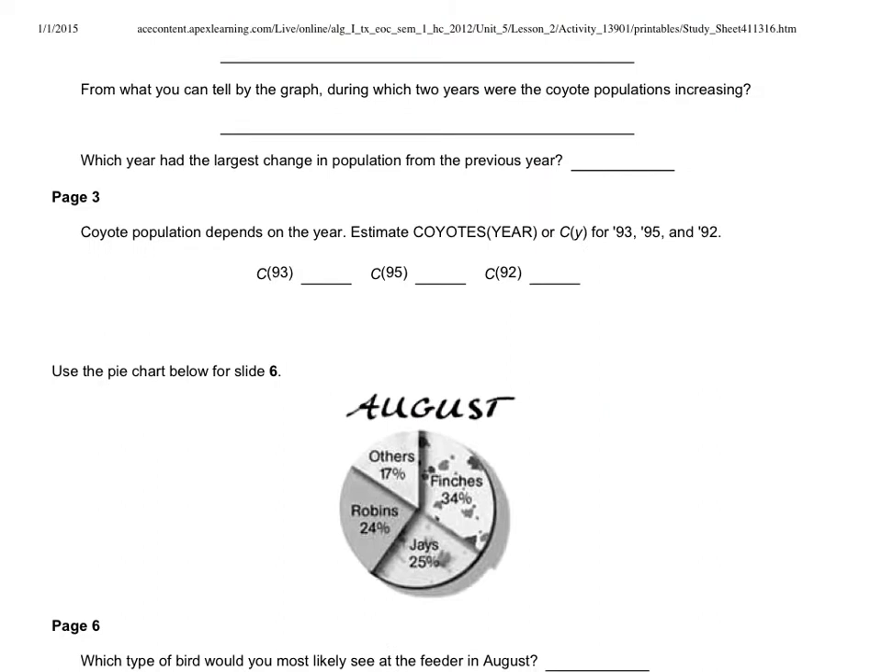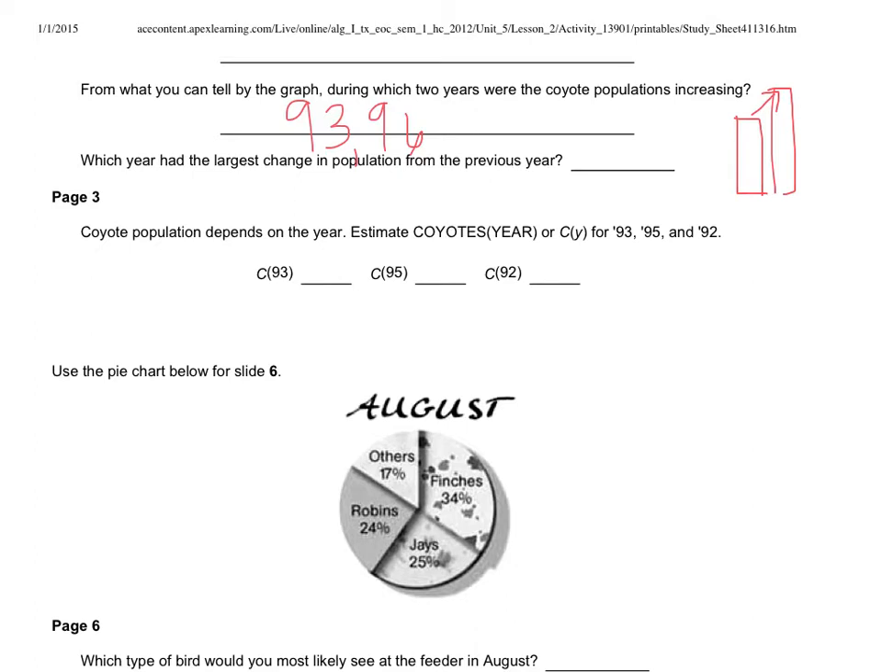So from what you can tell by the graph, during which 2 years were the coyote populations increasing? So if you look back at your graph, when you're looking for where it increases, you're looking for where one bar is here and the next bar beside it is a higher bar when it's going up. And it was increasing in 1993 and 1996. Both of those show the population being higher than it was the year before. So which year had the largest change in population from the previous years?